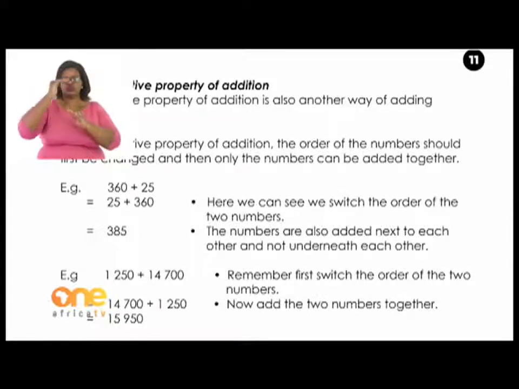Then we say 5 plus 0 equals 5. I write on the 5. 2 plus 6 equals 8. I write on the 8. And then 3 plus nothing equals 3. And 25 plus 360 equals 385.